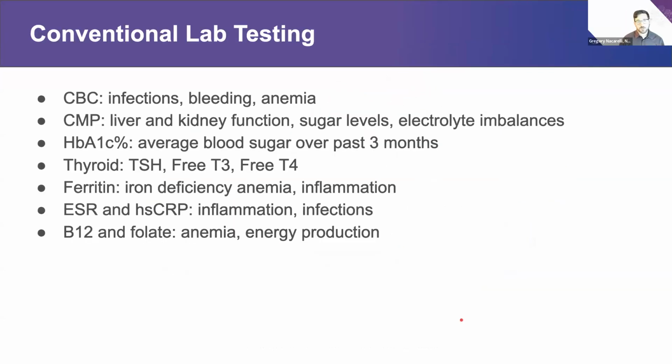When looking at conventional lab testing for fatigue, we're looking to rule out infections, bleeding, anemia. We can look at kidney and liver function with the CMP. Is there blood sugar dysregulation? How are someone's electrolytes? HbA1c is a more long-term metric of blood sugar. Thyroid, look at that as well. Iron deficiency, looking at ferritin. Inflammation, crude markers, ESR and hsCRP. And then B12 and folate to rule out anemia and deficiencies in producing energy there.